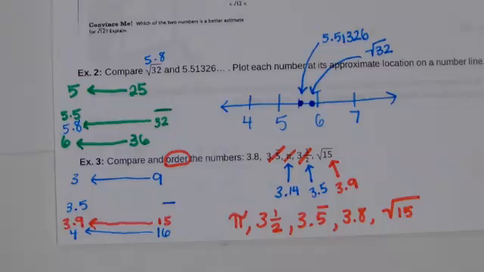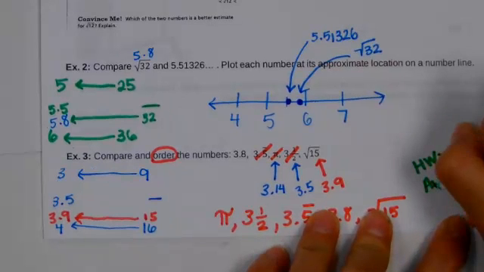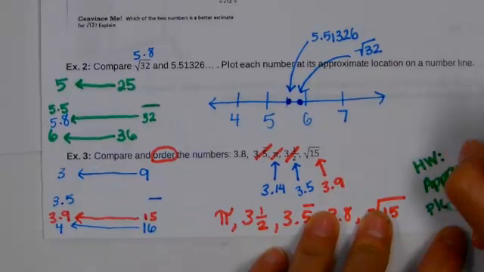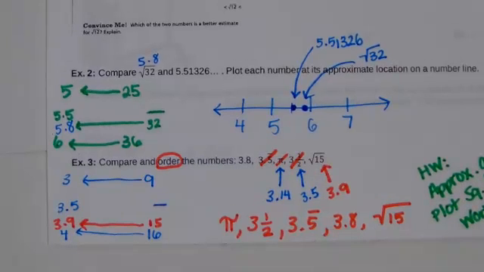Okay, that is the lesson for today. The homework, if you have me for math class, is actually a worksheet. So you'll need to get that from me. So our homework is going to be the approximate and plot square roots worksheet. And you can see me for that, or you can get it in the bins on the side counter if you have me for class. If you don't, you can search online on Google for approximate and plot square roots, and they will give you some practice on that.